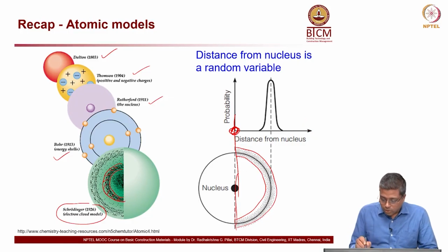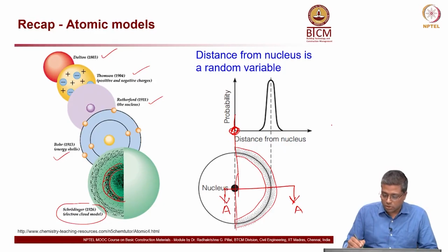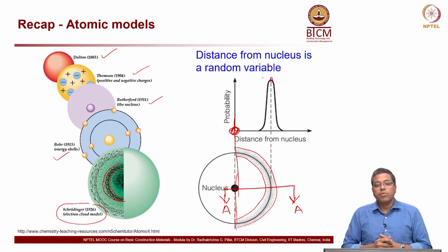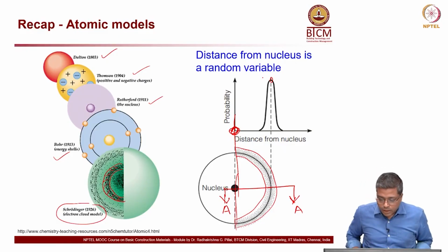Now, you can also imagine that as a cross section drawn like this. If this is the section, let us say AA, the distance from the nucleus along the section AA is what is drawn. So, as you come to the center of this orbit or cloud region, the probability of finding an electron is very, very high.